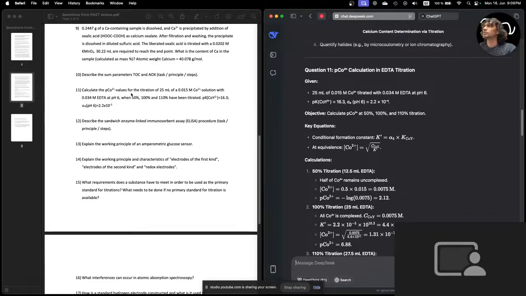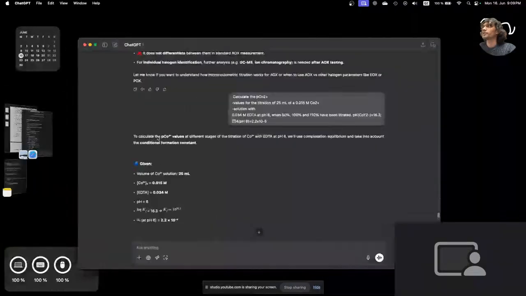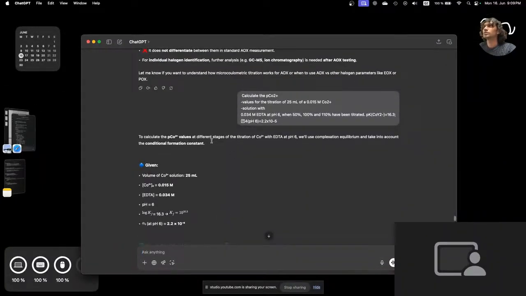Calculate the pCo2+ values of titration of 25 milliliters of 0.15 molar Co2+ solution with 0.034 EDTA at pH 6 when 50%, 100%, and 110% have been titrated. To calculate pCo2+ values at different stages of titration with EDTA at pH 6, we use complexation equilibrium and take into account the conditional formation constant.